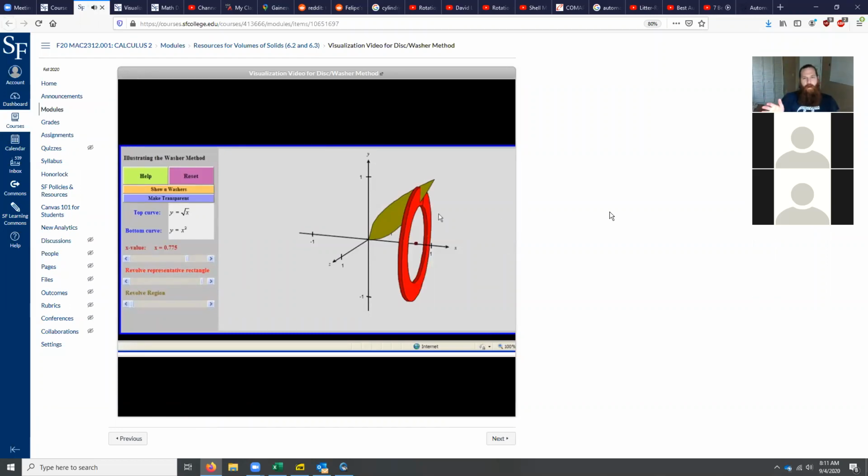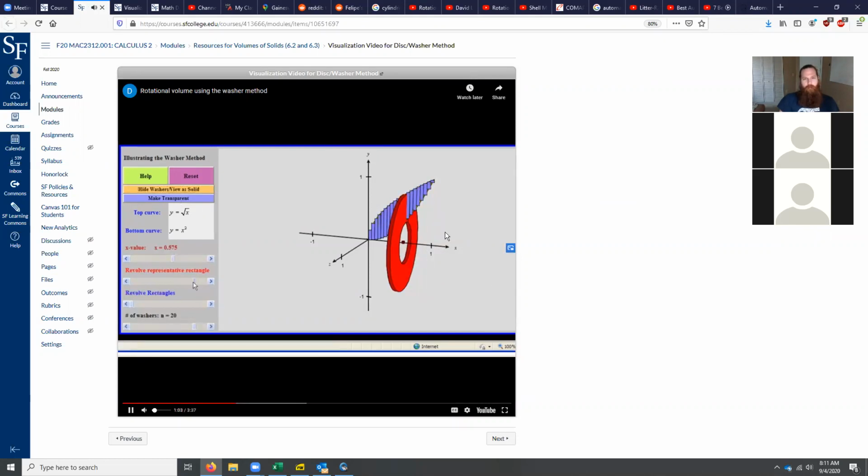It'll also help you see the connection between the washers and the little differential solids we're using and the overall solid. So I'll let this play just for a minute so you guys can see, because I think it is really useful. We visualize the solid as being made up of a bunch of those washers by rotating a bunch of those little strips.